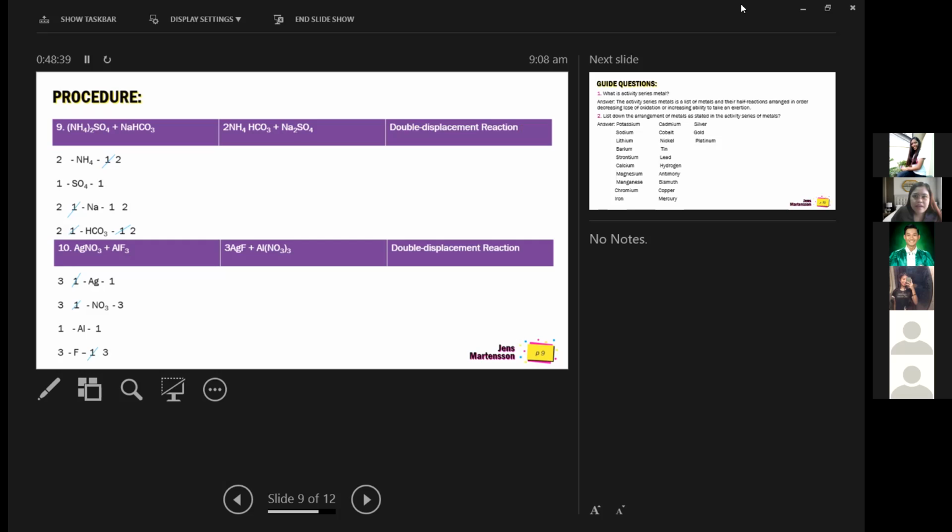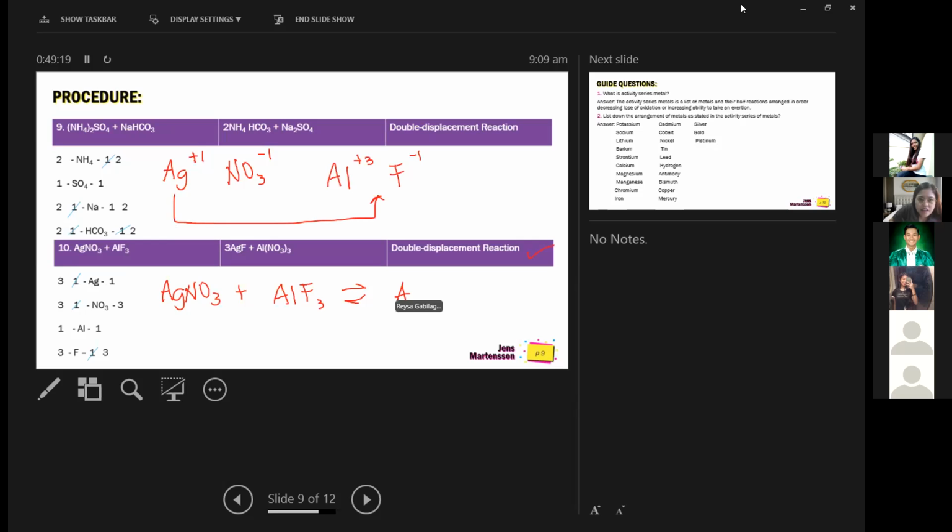The last one, class, we have here compound plus compound pa rin. Silver nitrate is a compound. And aluminum fluoride is also a compound. So this is also double displacement reaction. Exchange partners pa rin. Silver is +1. Nitrate, look at your index cards. Nitrate is -1. Aluminum belongs to group 3A in the periodic table. So this is +3. And fluorine is -1. So pag mag-exchange sila, silver will have the fluorine now. So this is AgF plus aluminum will have the nitrate.